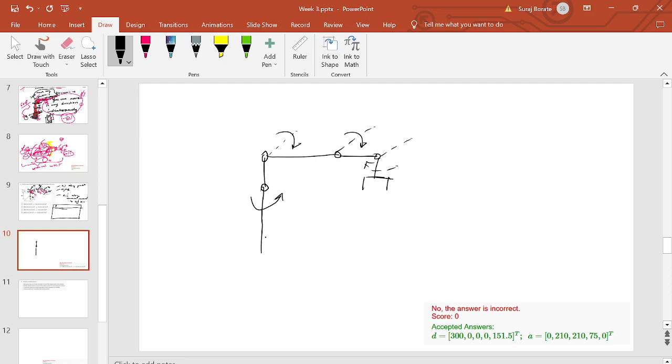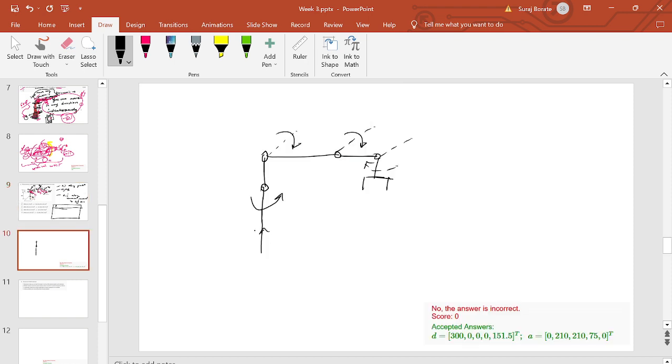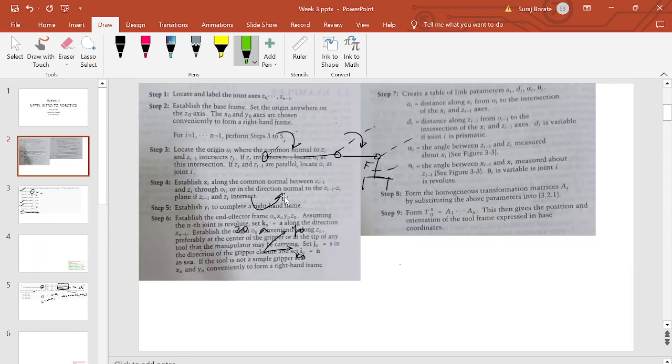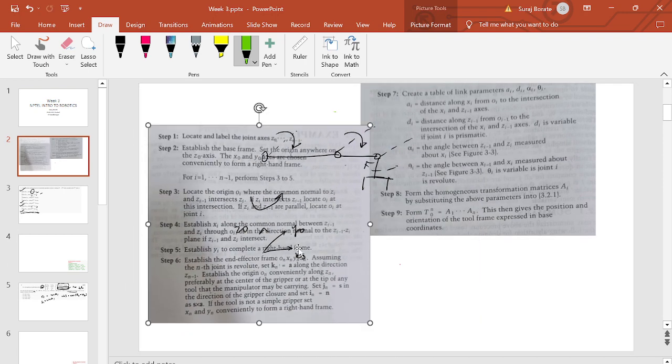Okay, so this is the figure given to us, and they have even given us z0, x0, and y0. Now, if you see the rules of allocation of DH parameters, we went a bit fast, so I will pull up these rules that we discussed last time.